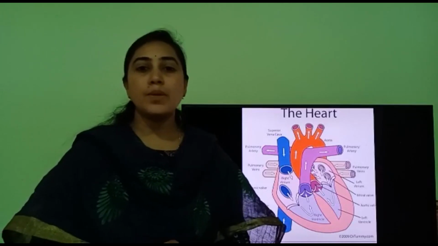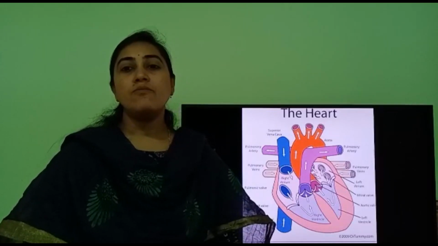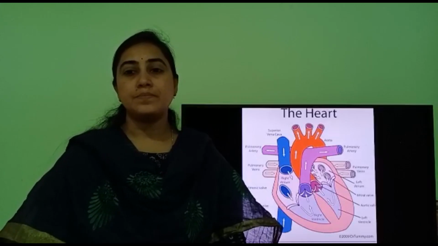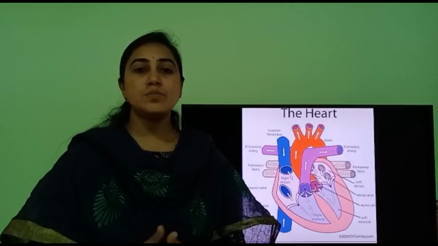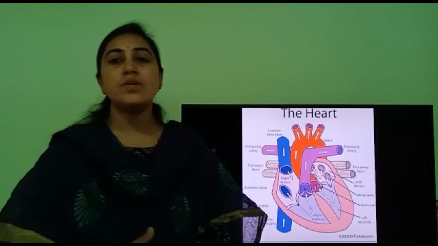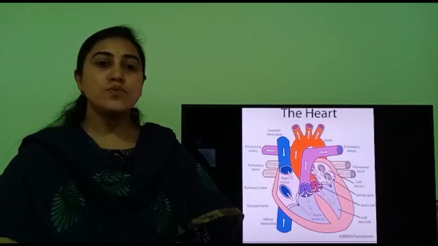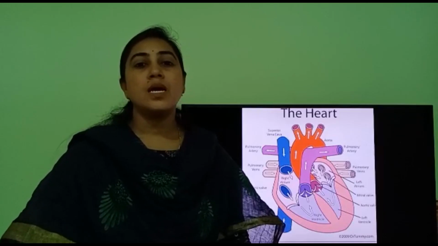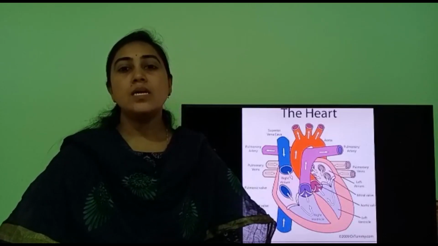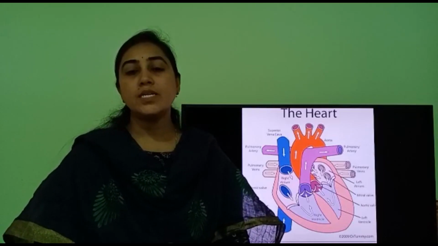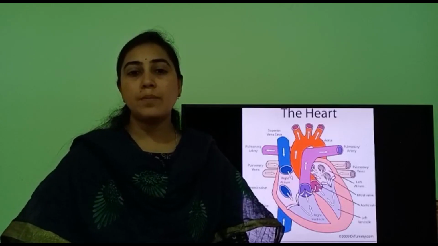Normally, the foramen ovale closes at birth when the lungs become functional. It is represented by a small depression in the septum between the right and left atria. It is called the fossa ovalis. If the foramen ovale does not close properly, it is called a patent foramen ovale.